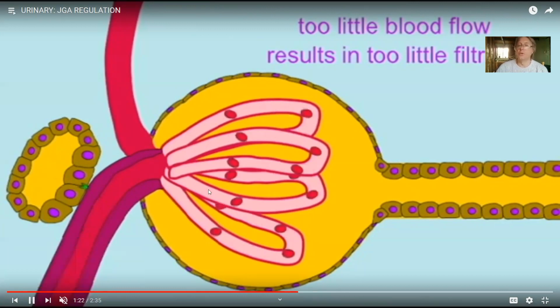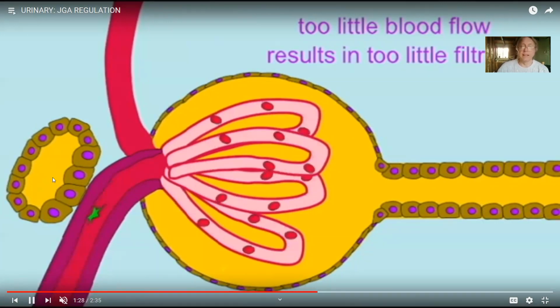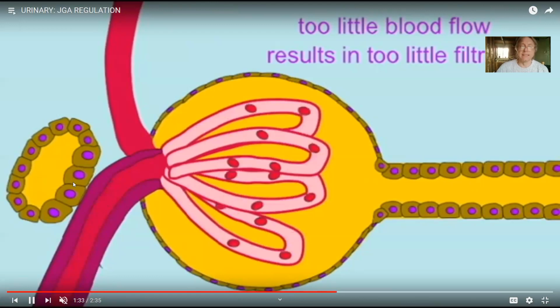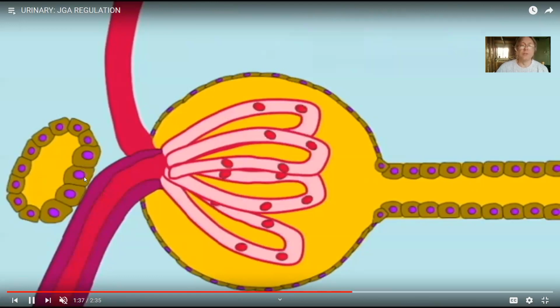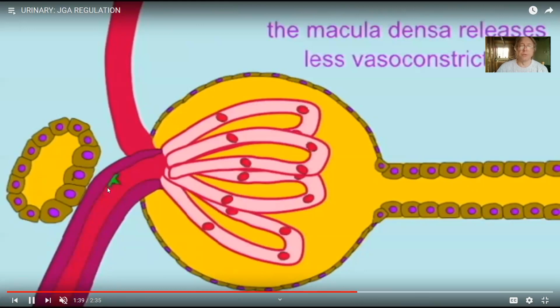That causes too little pressure, too little filtrate, and then too little urine is made. That's not good because now toxic urea is not being released from the body. When the macula densa senses that too little urine is being made, it will then decrease the amount of vasoconstrictor made.